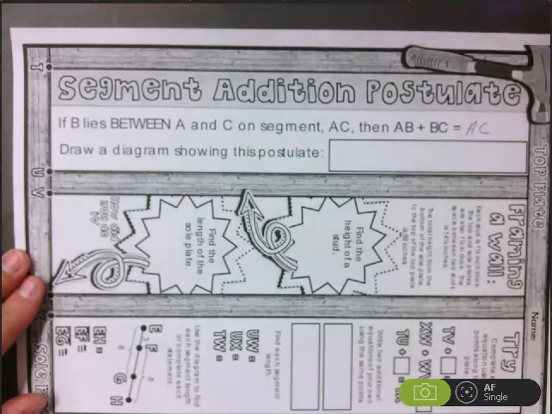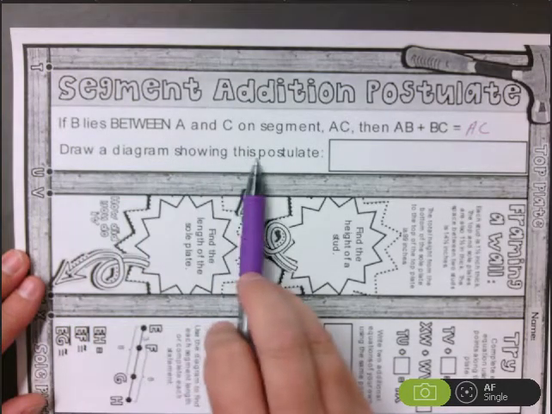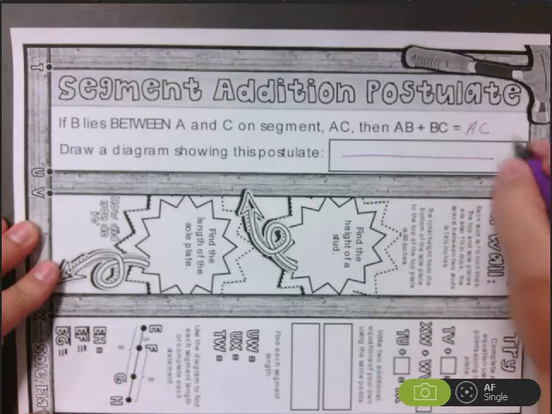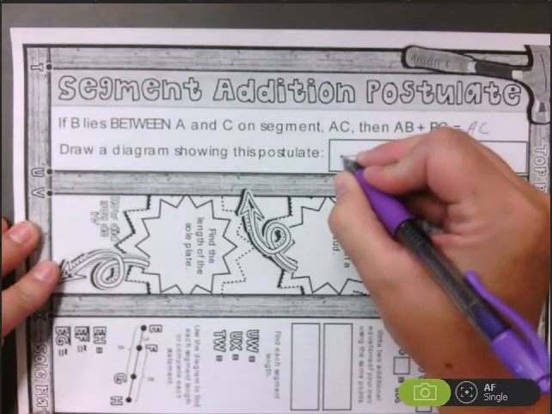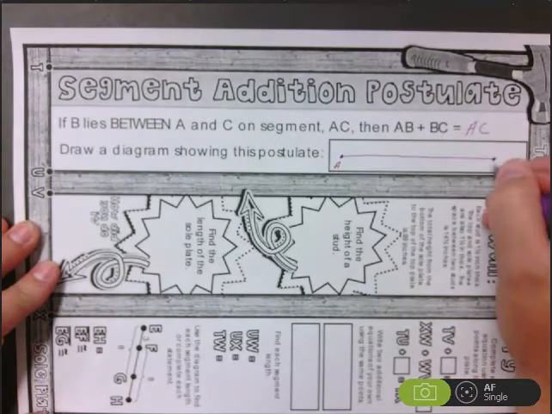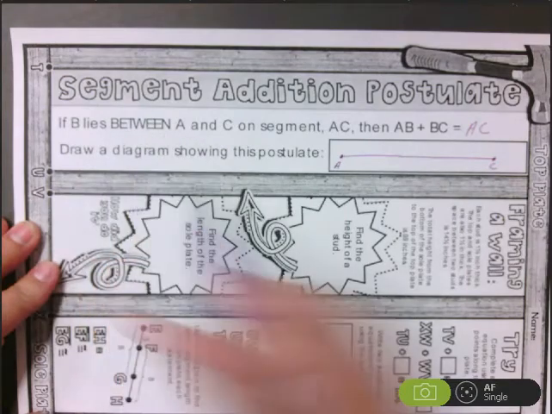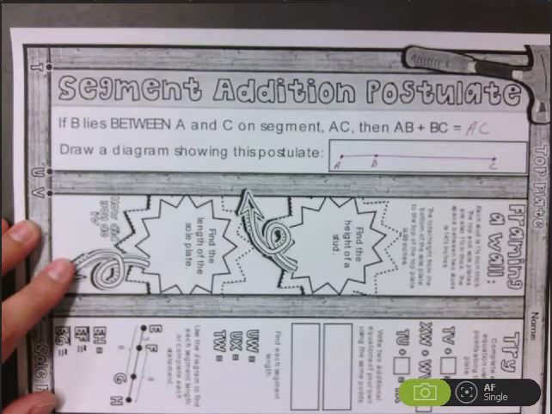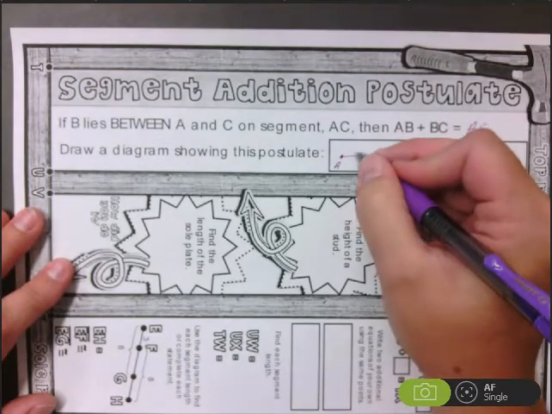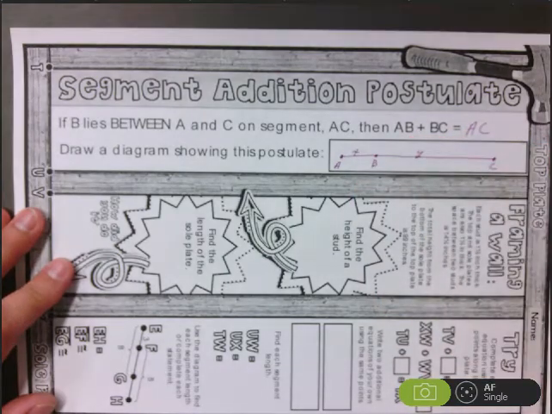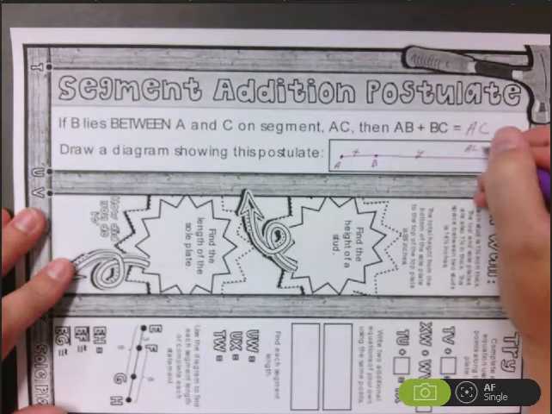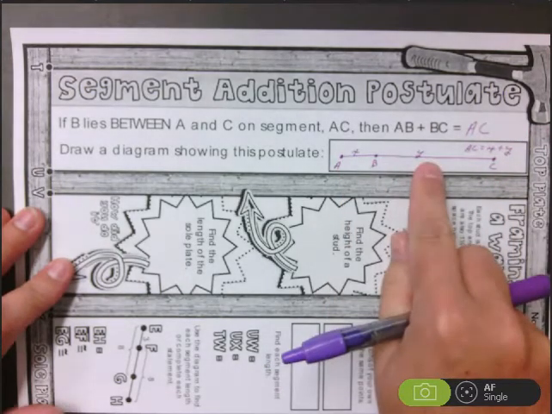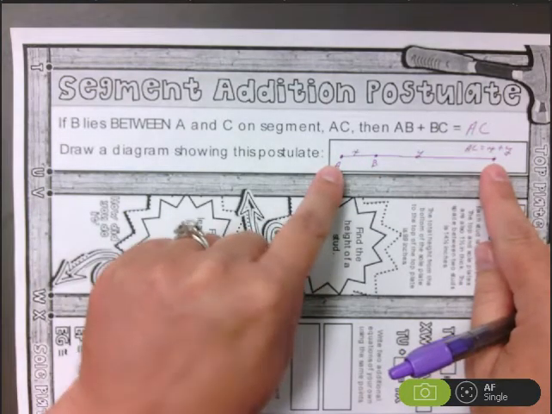Okay? The next thing it says is that we're going to draw a diagram showing this postulate. So we're going to draw a picture that demonstrates this. So I've got my segment A, C, and it says B is between A and C, so I'm just going to put it in between here somewhere. So let's put B there. Now if I look at this, I'm going to label this one X, I'm going to label this one Y. So AC equals X plus Y. If I add together these two pieces, that gives me the length of the entire thing. Okay?